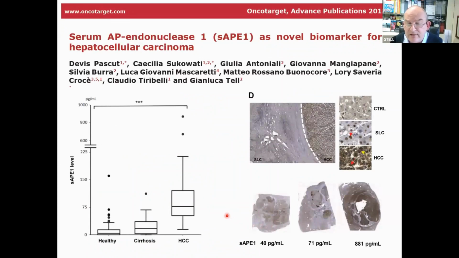One other important finding that we observed is that the protein can be secreted. As I mentioned, the protein is highly expressed in hepatocellular carcinoma, as we demonstrated with Claudio and Davis last year. We found that the expression of the protein at the tissue level is significantly higher in hepatocellular carcinoma with respect to surrounding liver tissue, and of course normal control. Not only that, the protein can be secreted in the sera of patients, and the levels of protein secreted in the sera of patients correlate well with the expression level found in the tissue.